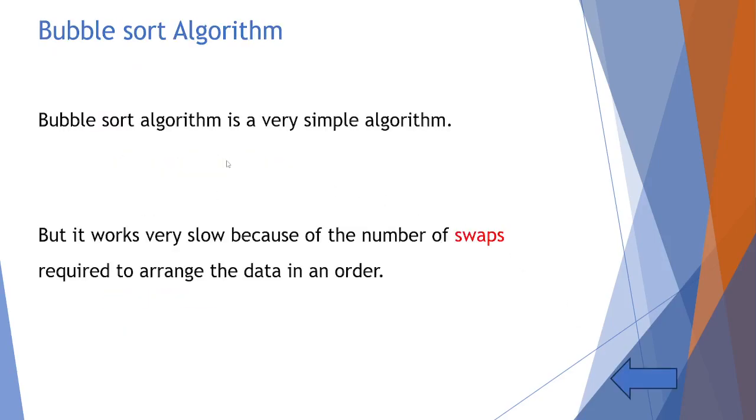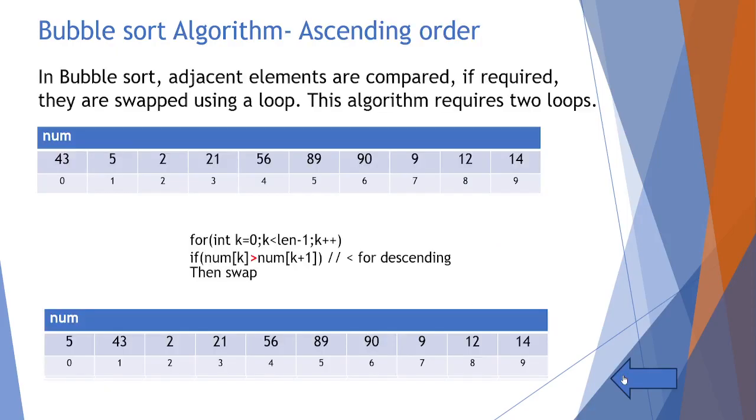It is a very simple algorithm, but it works very slowly because of the number of swaps required to arrange the data in order. Let's see what swapping is and what the algorithm is. In bubble sort, adjacent elements are compared first of all. If required, they are swapped using a loop.